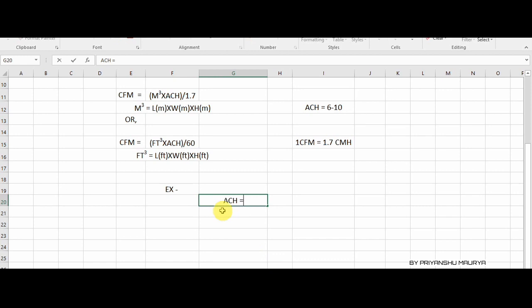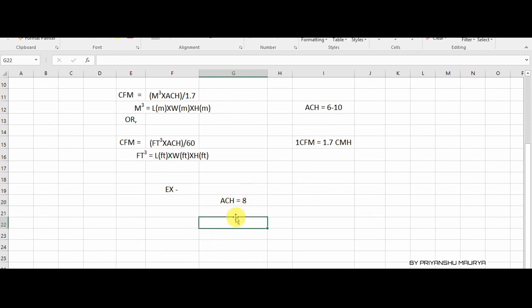So let's assume here I am using ACH. We can't use the ASHRAE standard here. I'm using here ACH is equal to 8. So where we can use 6, where we can use 10 ACH. If it is a residential building, we can take 6 ACH. If it is a commercial building, we can use 7, 8 ACH like that. If it is a hotel or a shopping mall, we can use 10 ACH also. So I am using ACH 8. I'm just assuming 8 ACH.